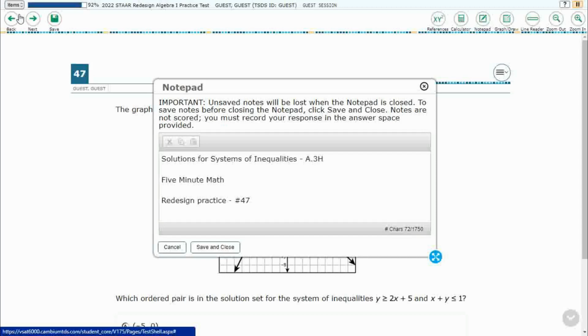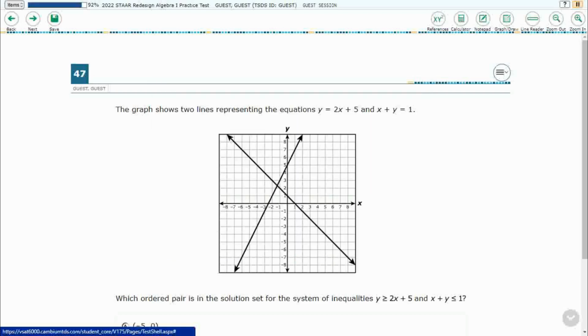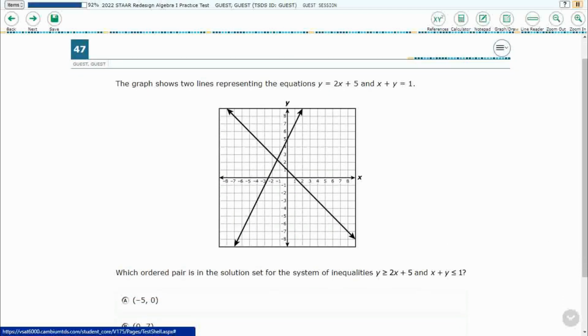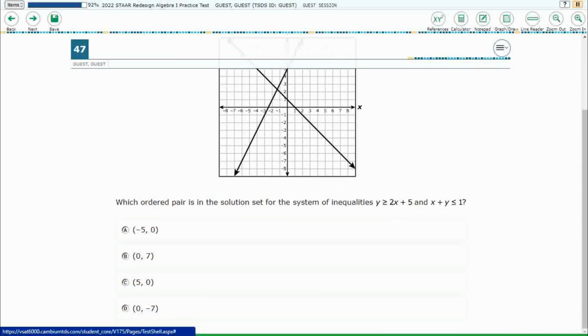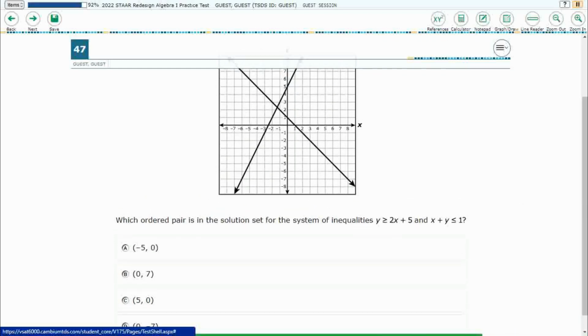Today we are looking at the Algebra 1 concept of solutions for systems of inequalities. This is standard A.3H in the great state of Texas, and we are using item number 47 off the Redesign Practice Online STAAR test. If you haven't done so already, please go ahead and take a moment to pause the video, work this problem out on your own, unpause it, and we will look at our answers together.